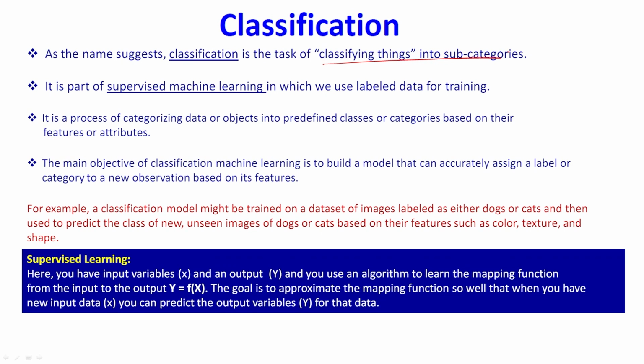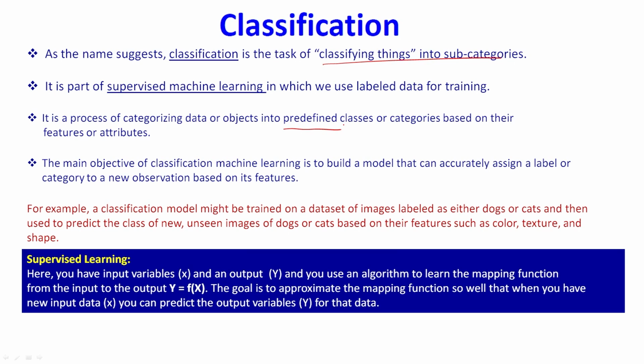It is a supervised learning, like in the case of regression, in which you use labeled data. Labeled data means you have input and output, both values known. It is a process of categorizing data objects into predefined classes, based on their features or attributes. Remember, predefined classes. You first have to define the classes, then you can put this particular instance into this class or that class.